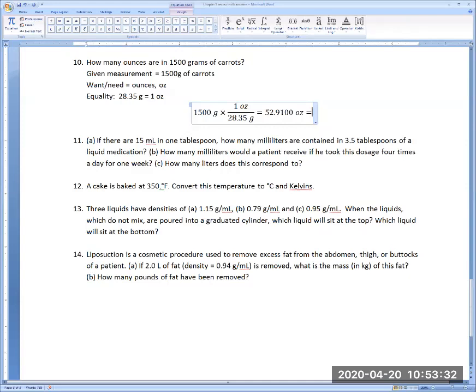But the 28.35 is measured. So you need to look at the sig figs there. So how many sig figs in 28.35? Answer in the chat. Yes. So 4. So the least number of sig figs is 2 from 1,500. So we need to keep 2 sig figs.